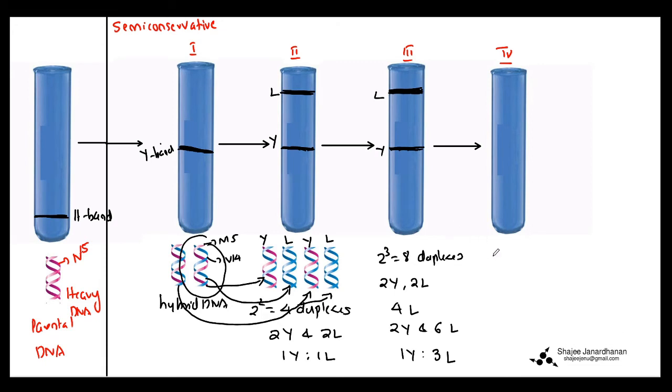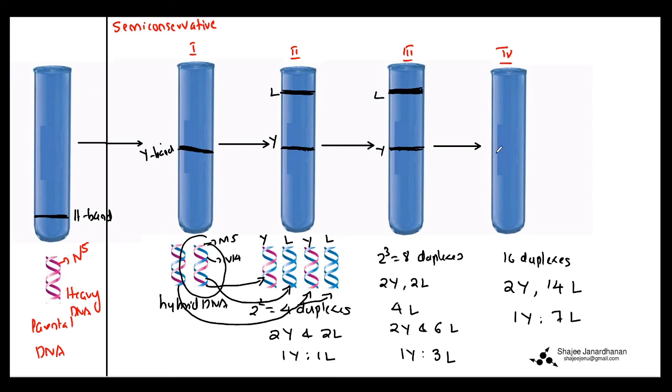Now coming to the fourth generation, similarly you are going to get 16 duplexes here, but you can simply calculate that there will be no difference in the number of hybrid duplexes formed. Still there will be 2 hybrid duplexes formed, and the rest 14 will be light DNA duplexes. So you can see that now the proportion is still more separate. Now there is 1 hybrid duplex to 7 lighter DNA.